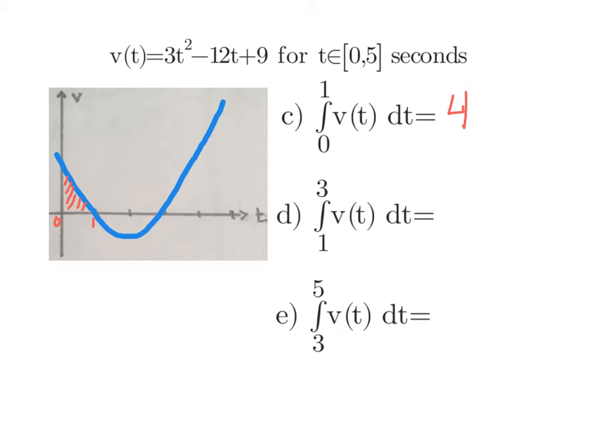Next, we go from 1 to 3 and find the area under this curve. Well, since this area is underneath the x-axis, that will give us a value that's negative. And you should find out that that value would be negative 4. After that, from 3 till 5, it means we're going to find this area. And this one is going to have a value of 20.